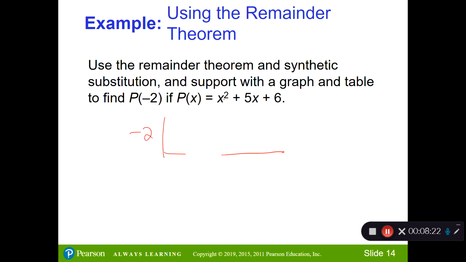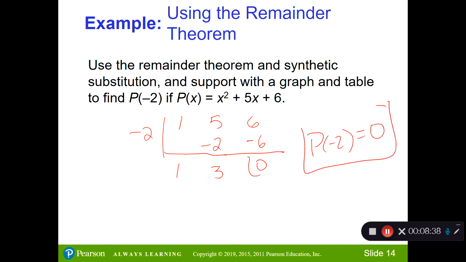Put the negative 2 on the outside. 1, 5, 6. Bring down the 1. Negative 2 times 1 is negative 2. Add. 3 times negative 2 is negative 6. Add. My remainder is 0. That's what it evaluates to. So p of negative 2 must be 0.